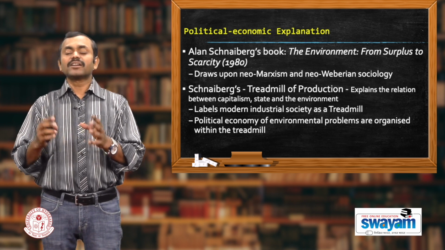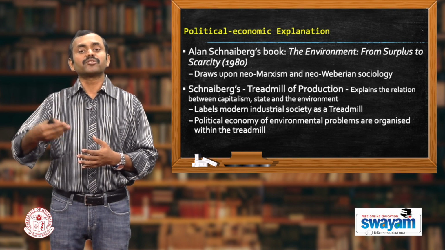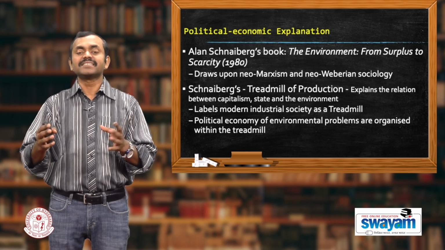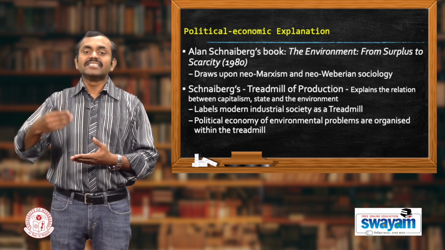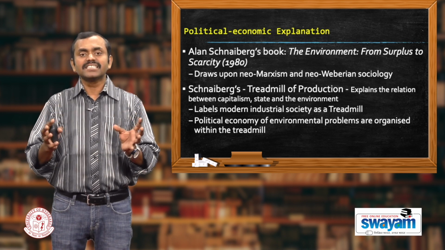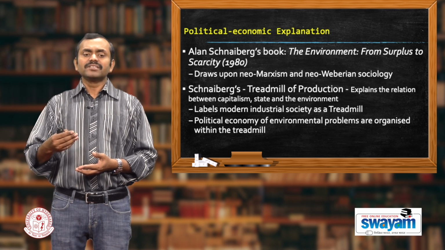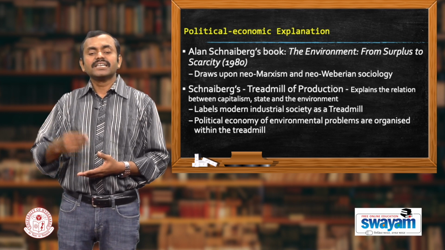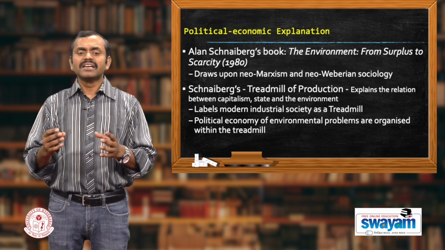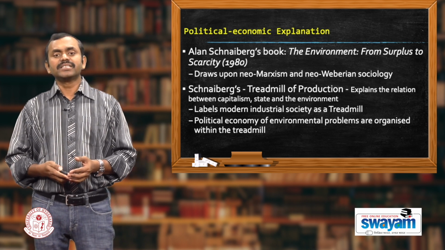According to Schnaiberg, if you want to understand environmental degradation, we need to understand the process of capitalism. He describes capitalism, and he says that capitalism has an inherent tendency to produce environmental degradation. There is an inherent tendency of certain conflicts within capitalism. And Schnaiberg labels modern industrial societies as a treadmill. So, modern industrial societies are a treadmill, and the political economy of environmental problems is organized within this treadmill.